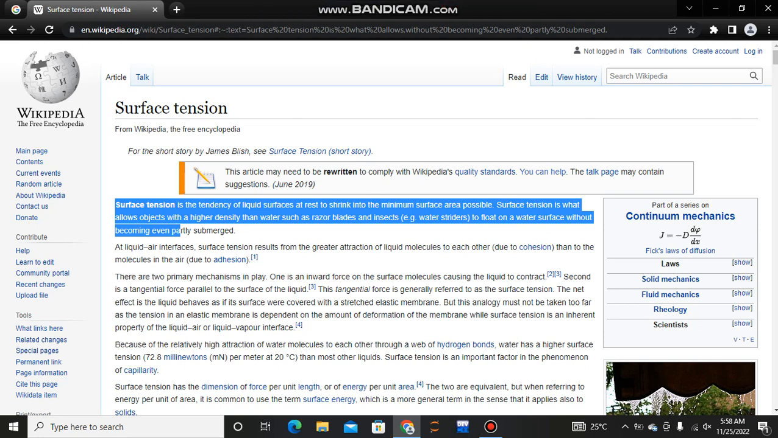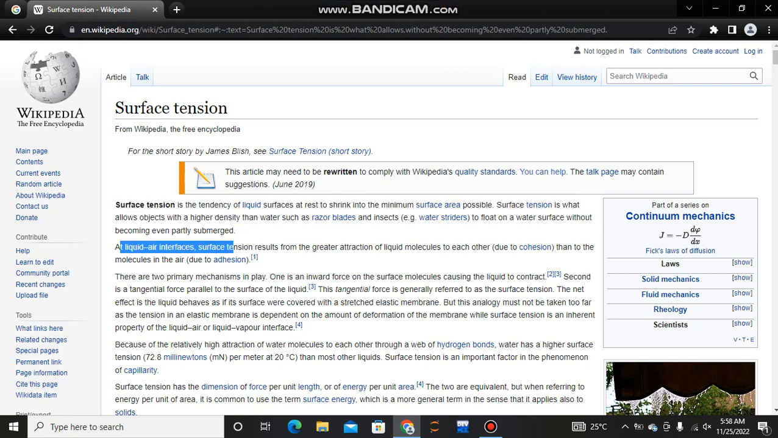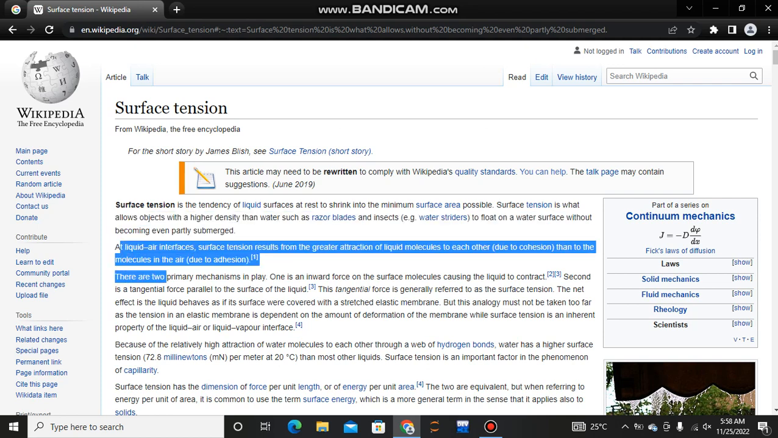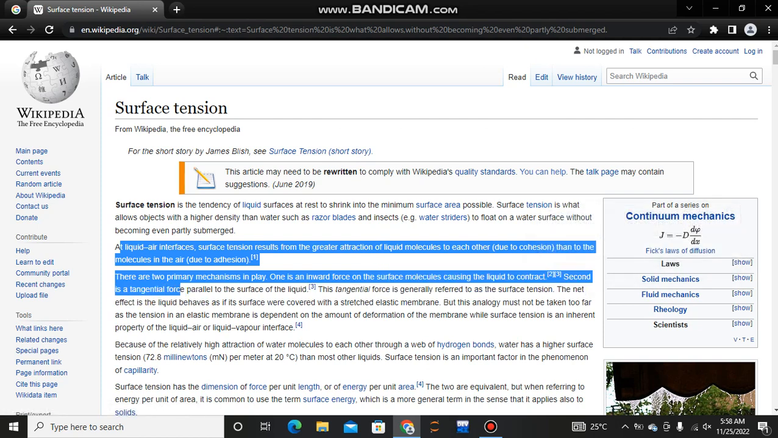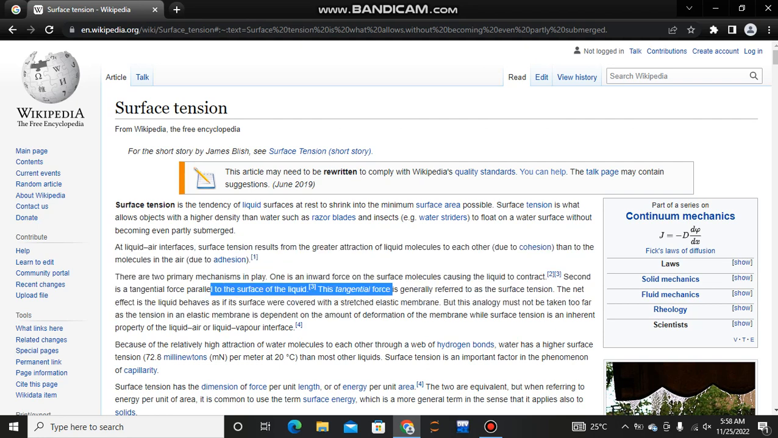At liquid-air interfaces, surface tension results from greater attraction of liquid molecules to each other, due to cohesion, than to the molecules in the air, due to adhesion. There are two primary mechanisms in play. One is an inward force on the surface molecules causing the liquid to contract. Second is a tangential force parallel to the surface of the liquid. The tangential force is generally referred to as the surface tension.